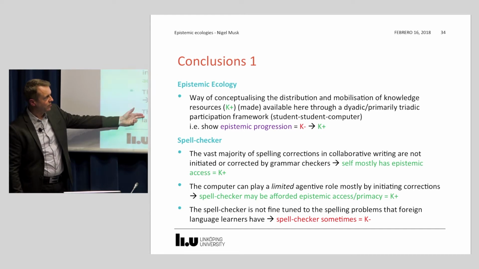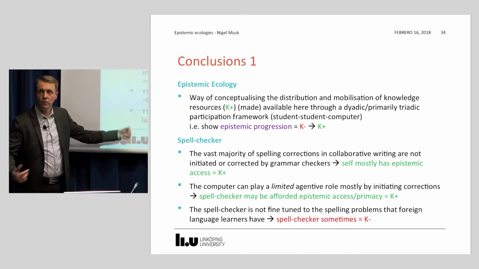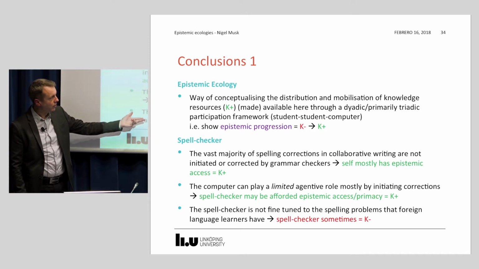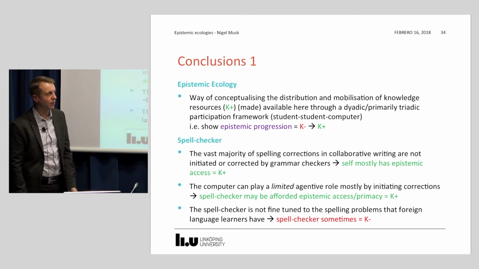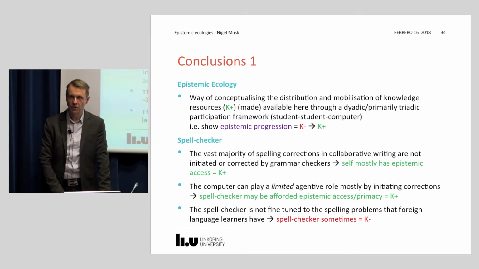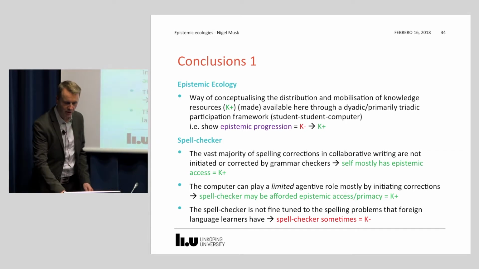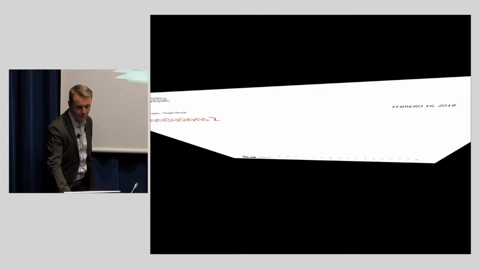But it's not always that fine-tuned to the problems that learners of English have. And so sometimes the spell checker does actually, well, they have to discover that it doesn't have epistemic access. It's often treated as having epistemic primacy, but they can discover if it's not set right, it's all wrong. But sometimes that's a journey they have to make to discover that.